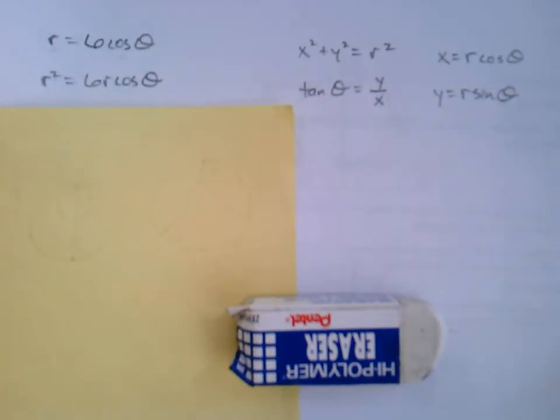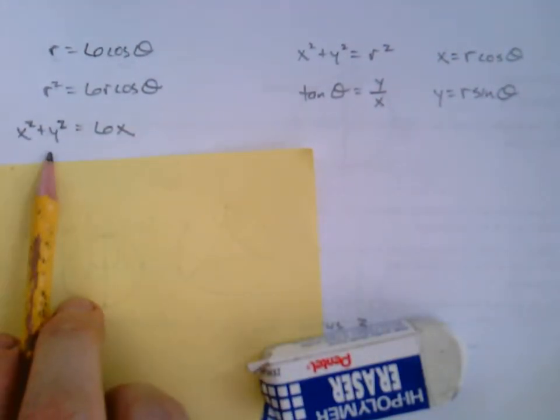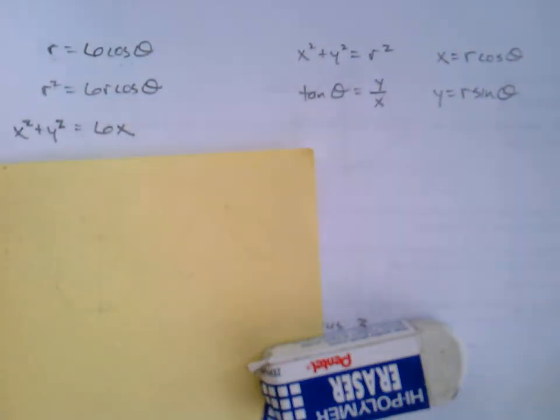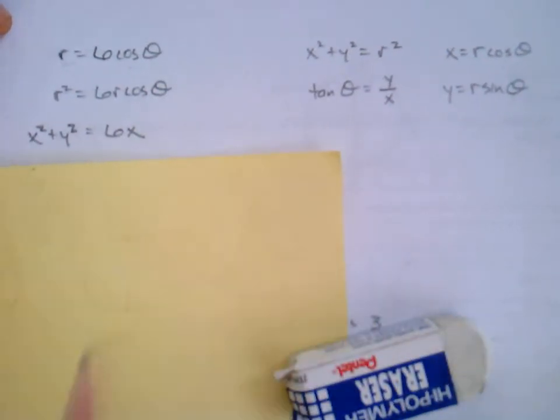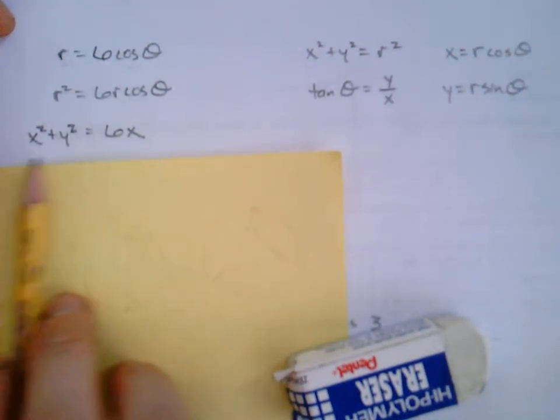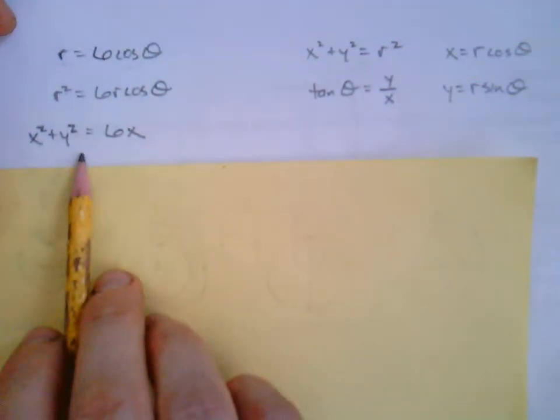Multiply both sides by r. And then, we can substitute x squared plus y squared, and that r cos theta all becomes x. Now, that's what happens in this situation. In a different situation, maybe you should square both sides. I don't know. You just got to play around with it. A lot of trial and error. Okay, well, I guess you could argue we've got a Cartesian something, but that really doesn't look familiar, and it doesn't look like a circle.